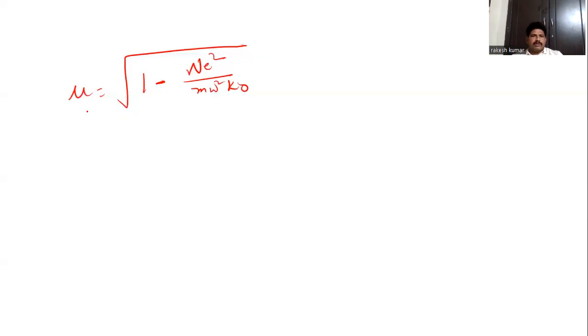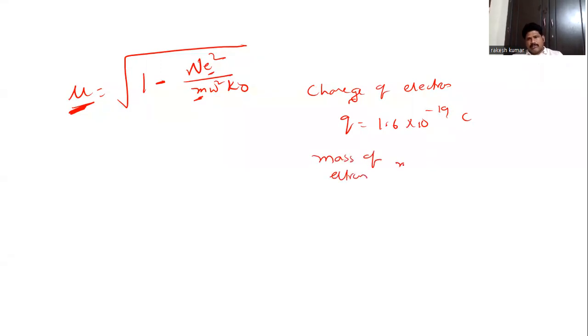Okay, so what is this here? Mu represents the refractive index. N indicates the number of electrons per cubic meter. E indicates the charge of the electron. What is the charge of the electron? Q is equal to 1.6 into 10 to the power of minus 19 coulombs. And M indicates the mass of the electron, M is equal to 9.1 into 10 to the power of minus 31 kg.